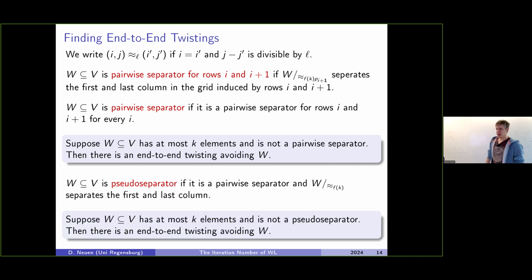Yeah, and we can generalize the last result. If we do not have a pseudo separator, then we also have an end-to-end twisting. Not a pseudo separator means that either we are not a pairwise separator, which we have already seen, or otherwise not even this thing is a separator. Then we can use all the rows at the same time, but we repeat this periodic path every f of k steps. And this is okay because f of k is a factor in the period in every row.